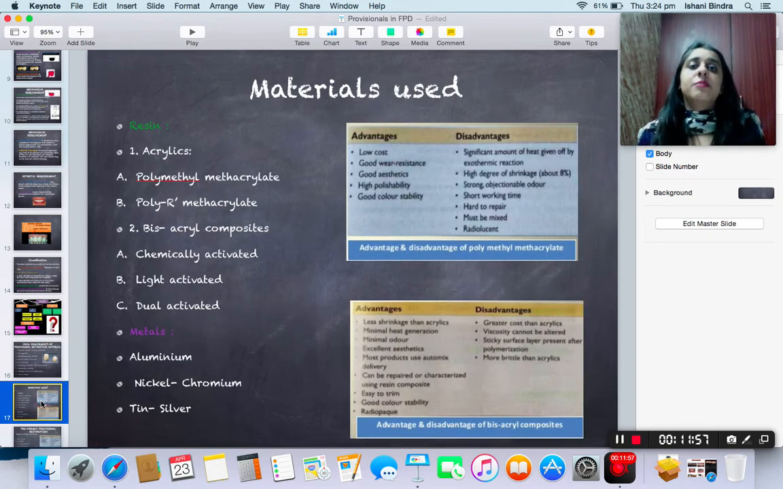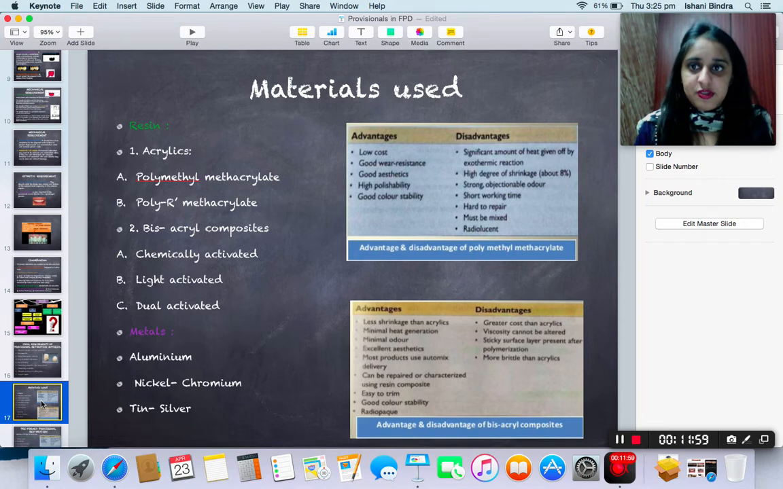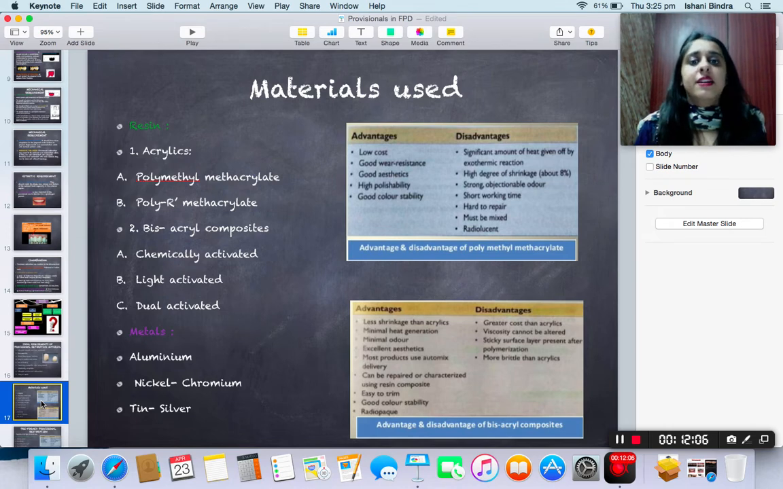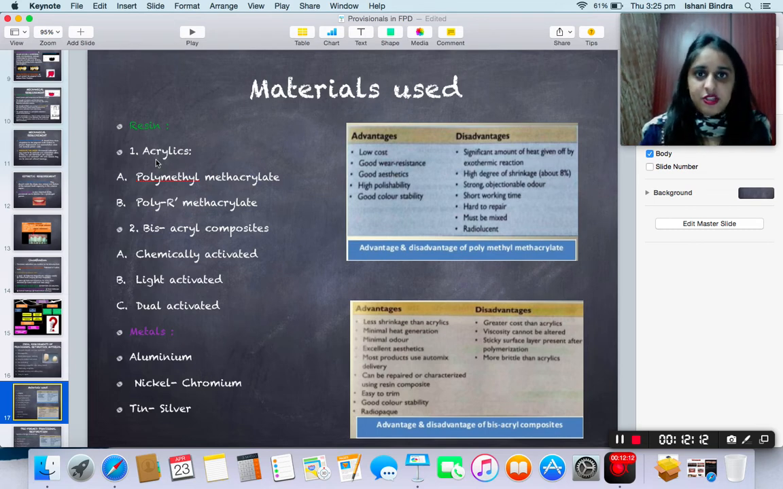So according to the material used, the provisional restorations may be resin based, that is acrylics, or bisacrylic composites. So what are the advantages of acrylics? Acrylics are one of the most widely used materials for fabrication of provisional restorations. The advantages of these are low cost, good wear resistance, good aesthetics, and good color stability.